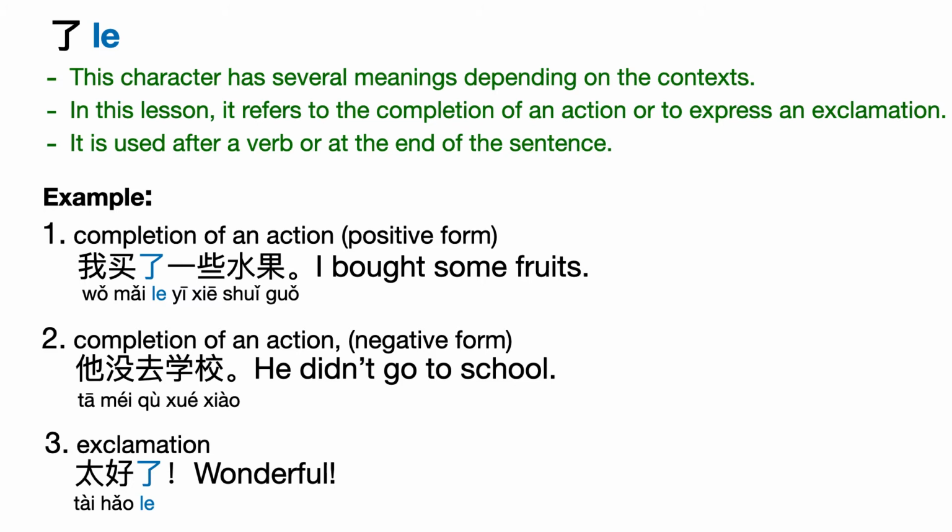了. This character has several meanings depending on the context, and in this lesson, it specifically refers to the completion of an action or expresses an exclamation. It is normally used after a verb or at the end of the sentence. For example, completion of an action, positive form: 我买了一些水果。I bought some fruit. Or completion of an action in a negative form. In this case, we don't use the character 了 because it didn't happen at all. 他没去学校。He didn't go to school. I hope you understand the difference. And exclamation: 太好了。Wonderful.